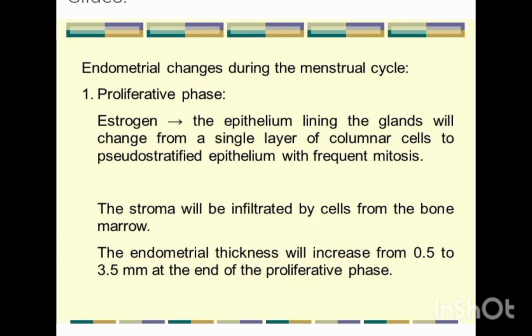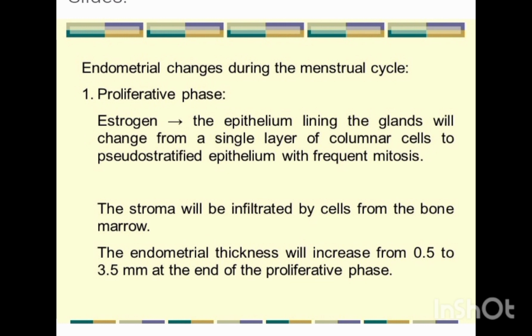This phase is also called the estrogenic phase because the egg is released from the follicle. So along with that egg, estrogen also gets released from the follicle. This is the estrogen which helps the endometrial layer to proliferate. So that is the reason this proliferative phase, the thickened endometrial layer, is also known as the estrogenic phase.